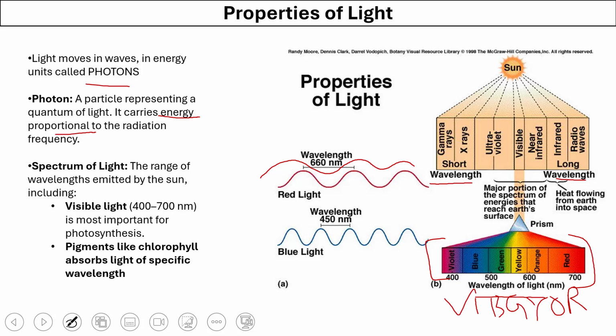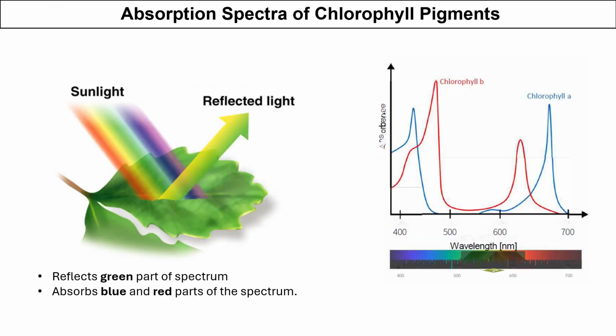So 400 to 700 nanometers is the visible range of these wavelengths, and pigments absorb certain wavelengths to convert the energy into chemical energy. Now let's look at what wavelengths are absorbed and what wavelengths are reflected by chlorophyll.